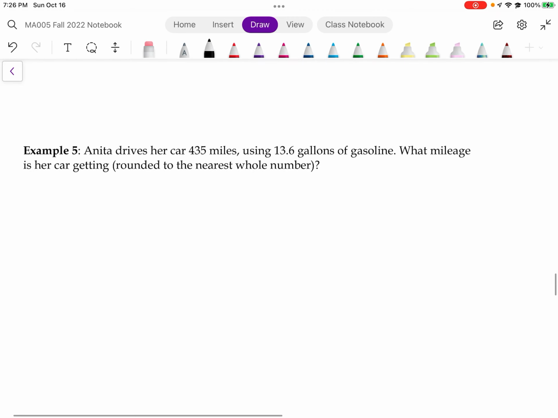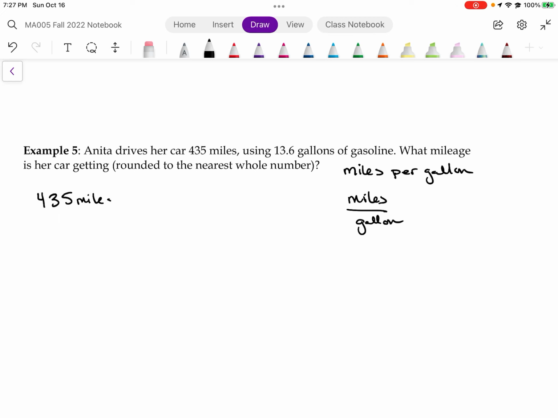All right, Anita drives her car 435 miles using 13.6 gallons of gas. What mileage is her car getting? We're going to round to the nearest whole number. Okay, so mileage, remember, is miles, like we just set up above, per gallon, which is miles per gallon. And the unit then will tell us what goes on top if you get confused. They're easy to get confused. So think about the unit, and that will tell you exactly what you're supposed to do. 435 miles per 13.6 gallons.